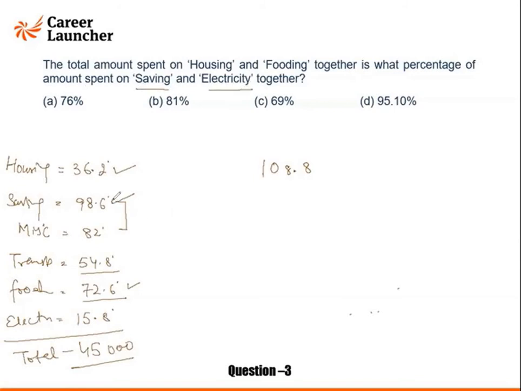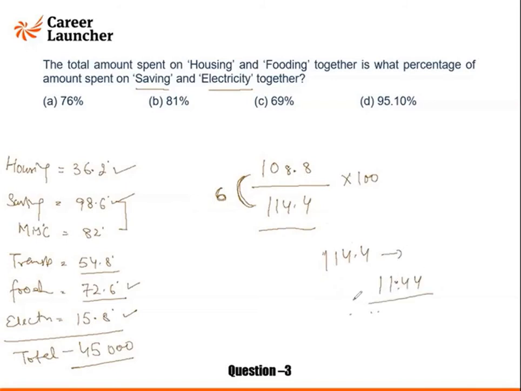So saving is 98.5. Electricity is 15.8. So the sum of them will be 114.4 into 100. Now see, the difference between them is very close to 6, isn't it? It's actually 5.6, but I'm saying it's very close to 6. So if the difference is 6, let's calculate 10% of this number, 114.4's 10%, it will be 11.44. So my answer is definitely more than 90%. So when I'm saying my answer is definitely more than 90%, which option will be marked? We will mark D option.